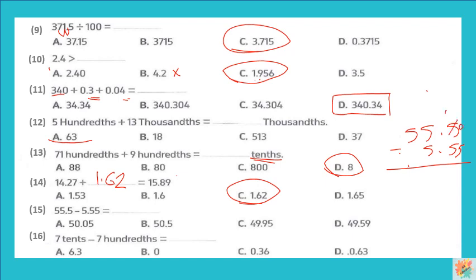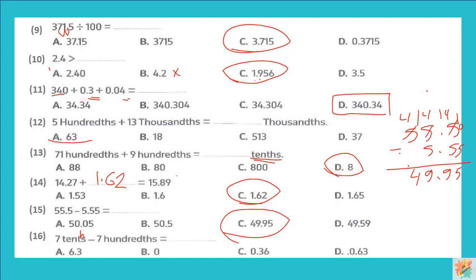Okay, so put here 0. This 5 becomes a 4 and here it's 10. So 10 minus 5 is 5. Here it's a 4 and here it's 14, it will be 9. And here 5 becomes a 4, here 14, so 14 minus 5 equals 9. So the answer will be 49.95. Question 16, how can we solve it?